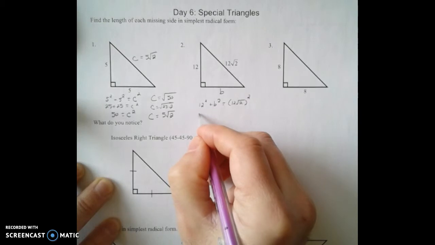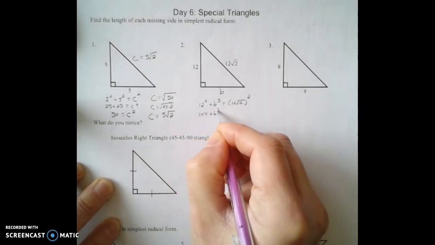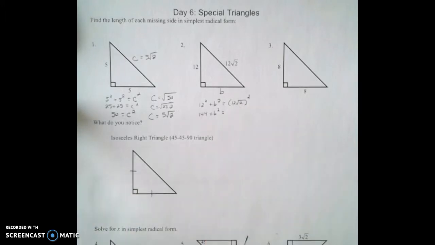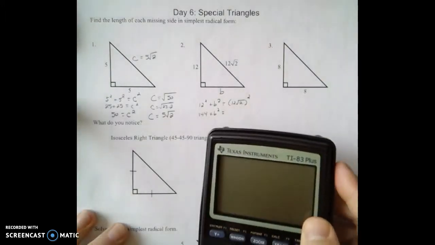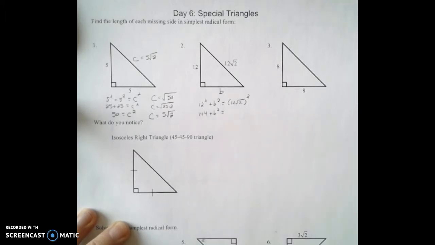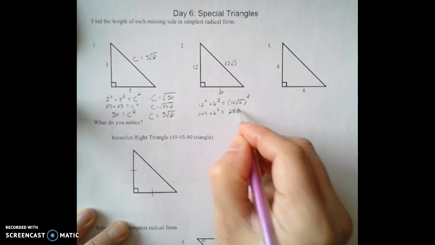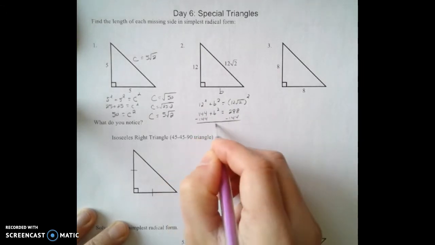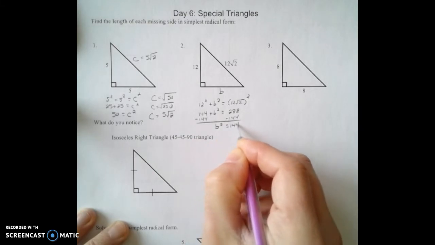If you square 12, you get 144 plus b squared. And if you were to square 12 radical 2, well, we can punch that right into our calculator. If I have 12 times the square root of 2, I get that number, and then if I square it, that gives me an answer of 288. So I'm going to have 288 on this side here. Subtract 144 from each side, and I know that b squared equals 144.